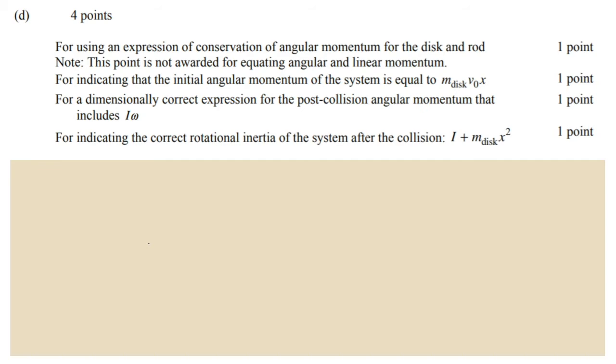It's L equals L. You get 1 point for indicating that the angular momentum of the initial system is m v naught x, which they told you. You get 1 point for a dimensionally correct expression for the post-collision angular momentum that includes I omega. And you get 1 point for indicating the correct rotational inertia of the system after the collision is I plus m disk x squared, because the disk is treated as a point mass.